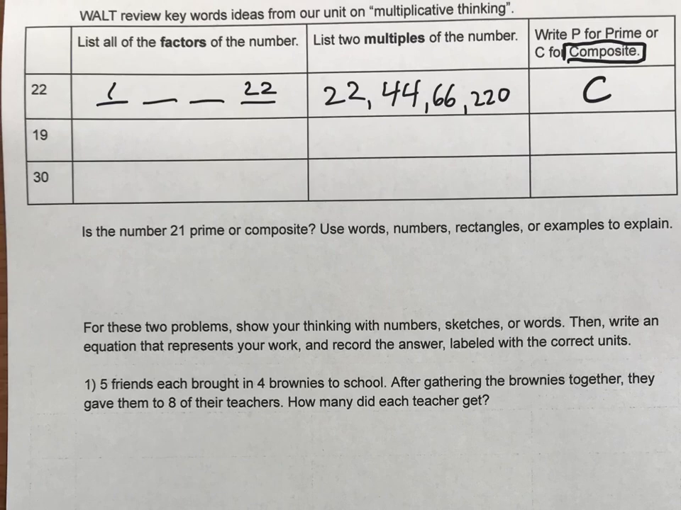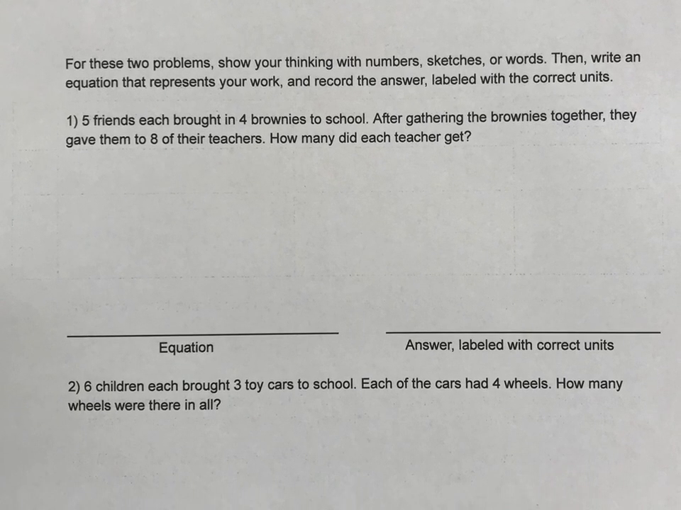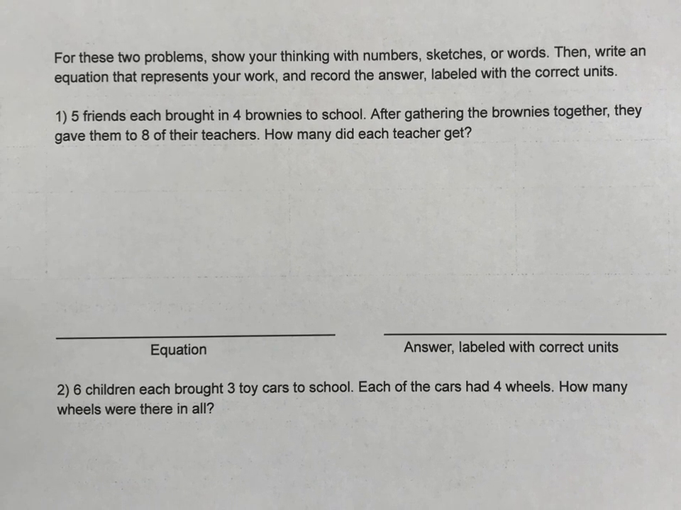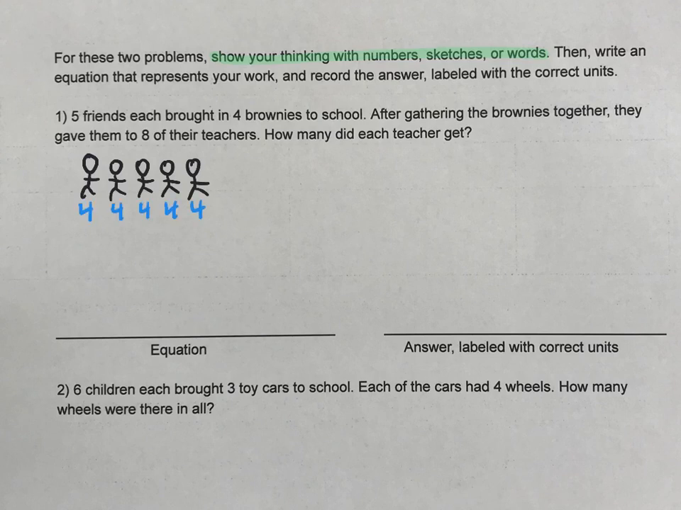And then we've got a couple story problems. So 5 friends each brought 4 brownies to school. And we want to be sure that we show our thinking with numbers, sketches, or words. I will choose sketches, so I have 5 friends. And then I'm not going to draw all the brownies. I'm just going to write a number. And they each have 4 brownies. And now I know how many brownies there are total.